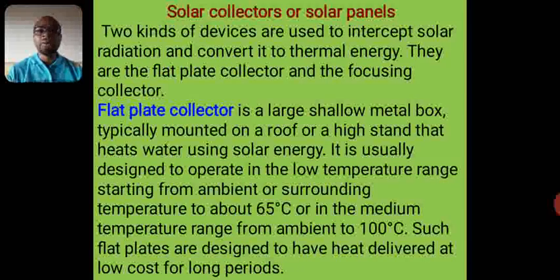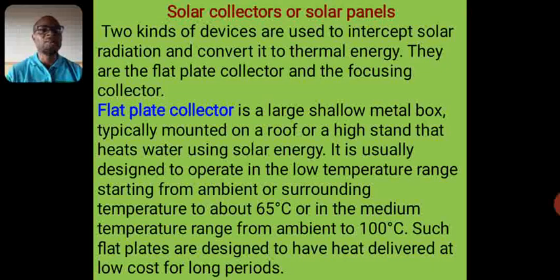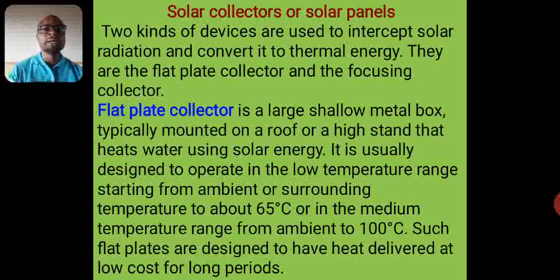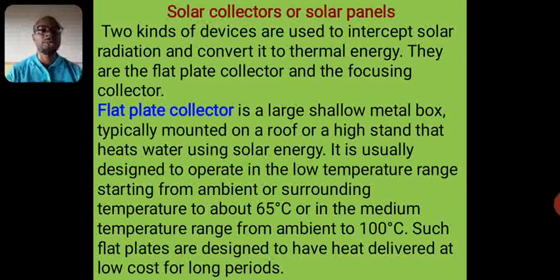Okay. Now, we have two kinds of devices we can use to intercept the solar rays and convert it to what? Thermal energy. And these two kinds of devices, one is the flat plate collector, and the second one is the focusing collector. Most of us are already conversant with it, and some of us we have them in our homes. On top of our roofs, we have the first one, flat plate collector. Okay, now let's look at the flat plate collector.